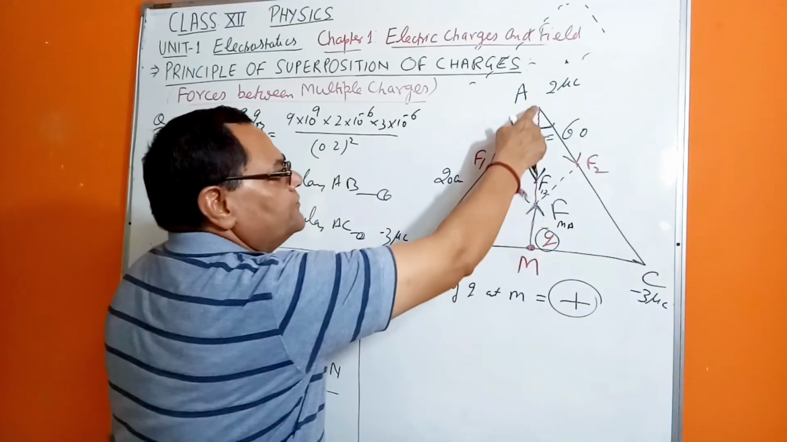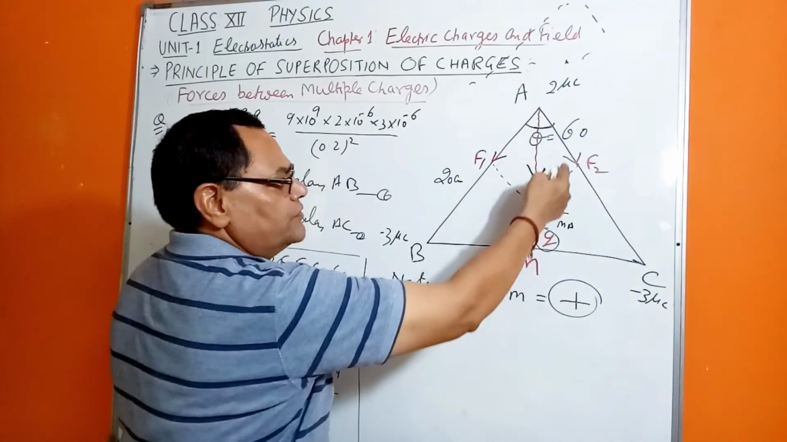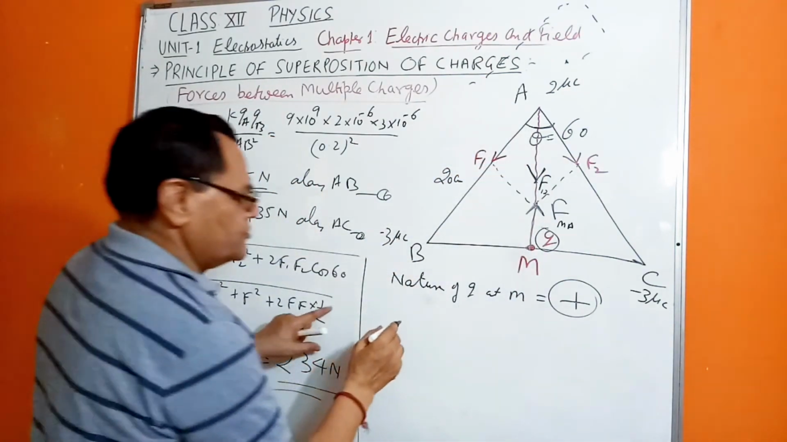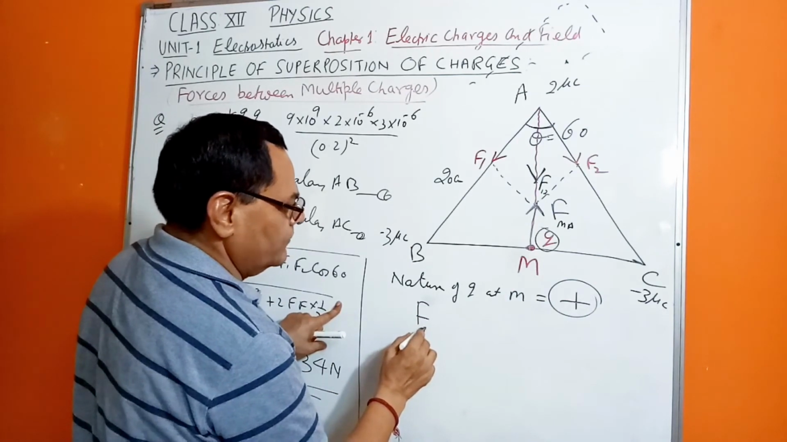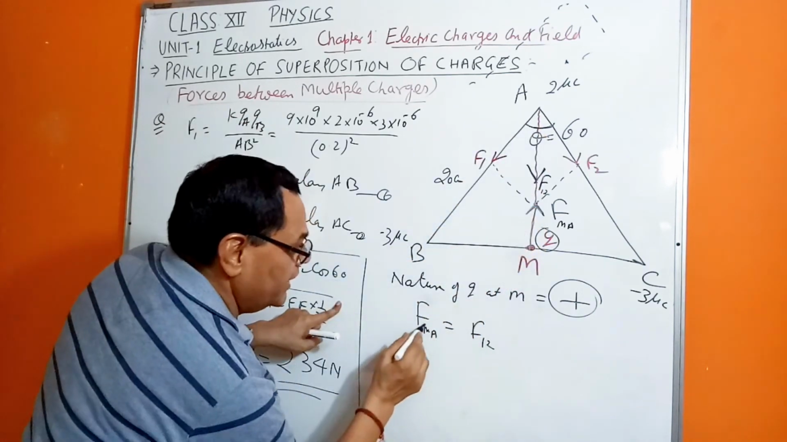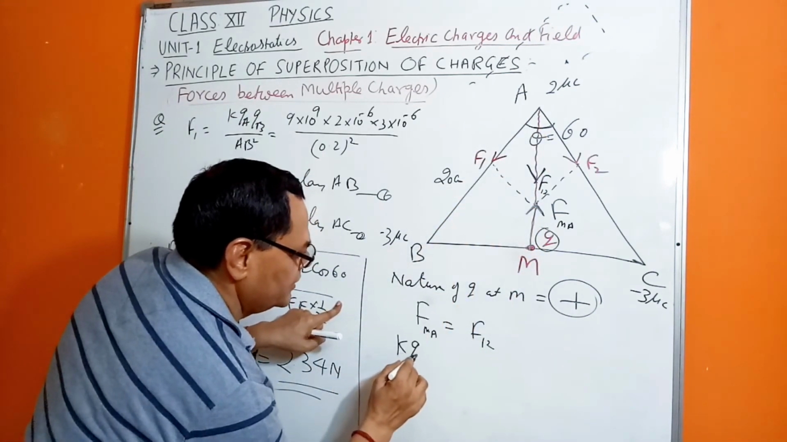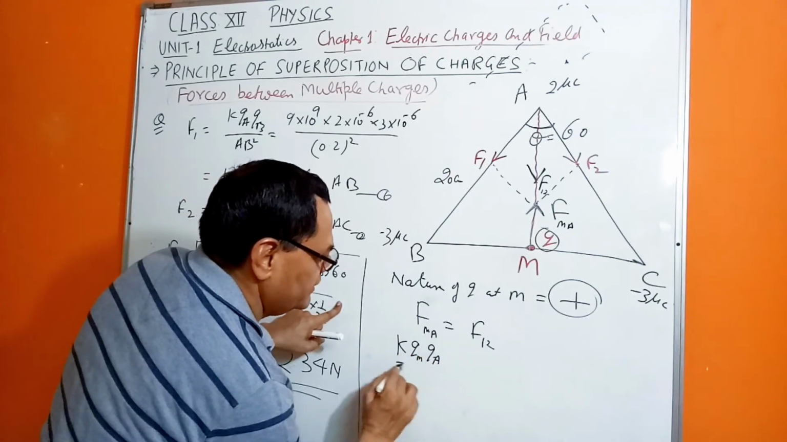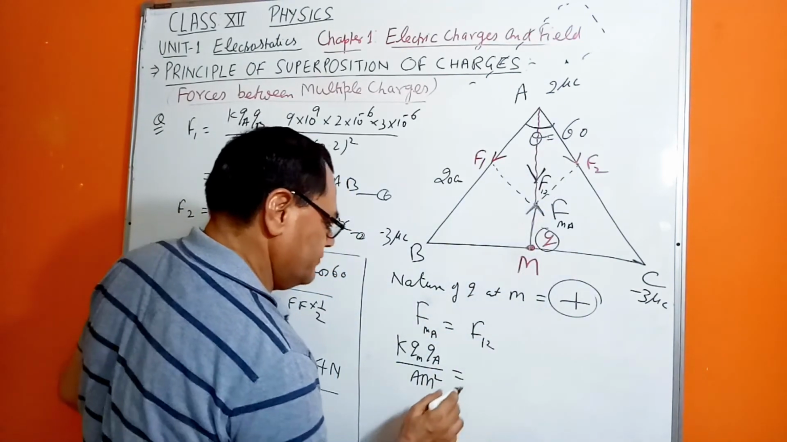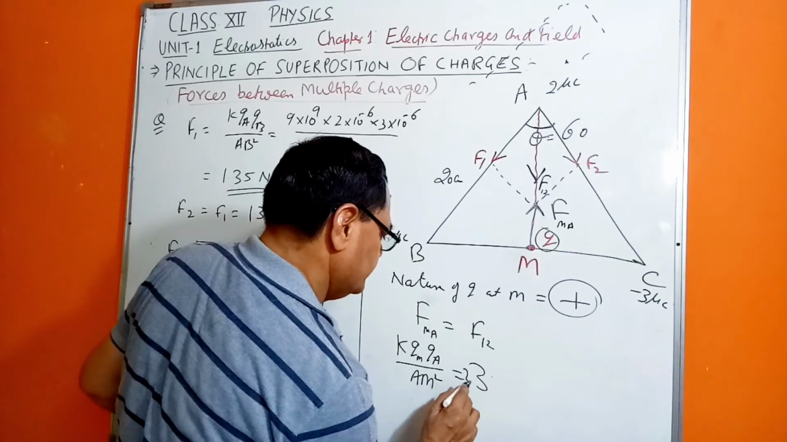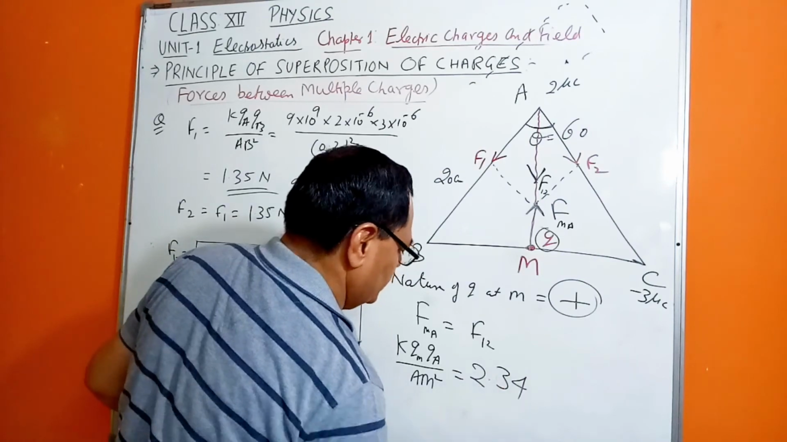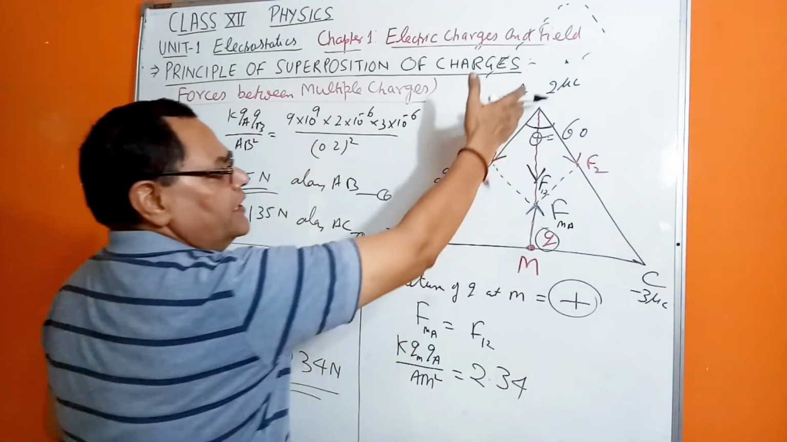So you can simply say, force between AM upward should be equal to the resultant of these two. And the resultant of these two we know already. So you can put that FMA should be equal to F12. Alright, FMA is equal to how much? K, Q at M, Q at A upon AM square is equal to F12, which you already got somewhere, 2.34. Alright, now what is AM?